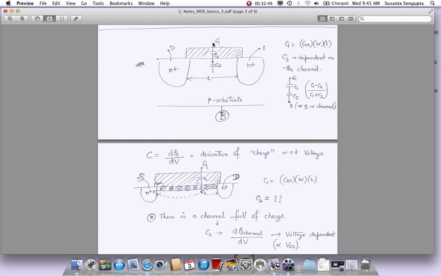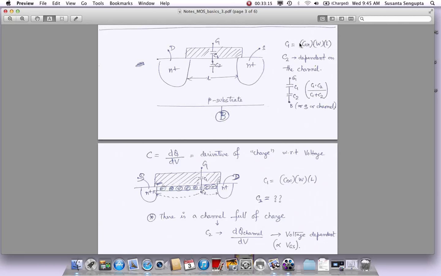What happens is, in order to understand this gate to source and gate to drain capacitances, which are the biggest one, first of all, you know that there is a huge oxide, right? So we have a capacitor from gate to this edge of the channel, whether the channel exists or not, let's not worry about it. We'll call this capacitance C1. What is C1? C1 is Cox, which is the density of the capacitance, multiplied by W times L.